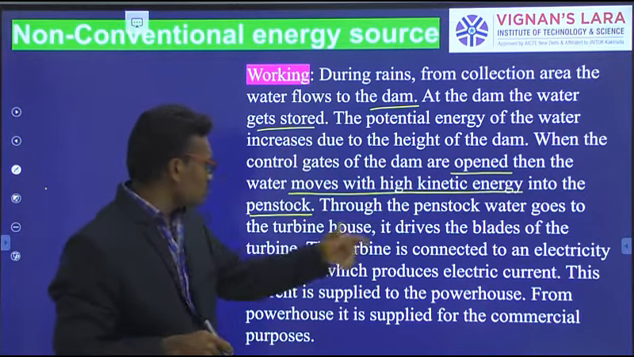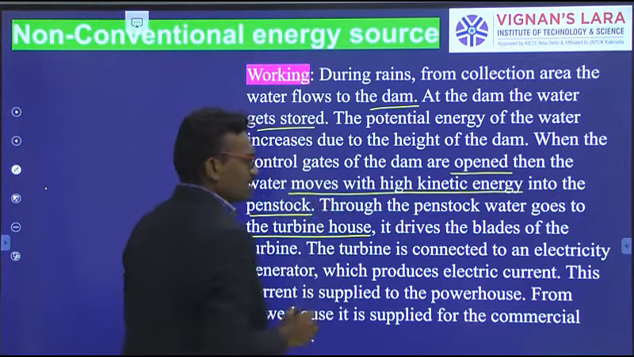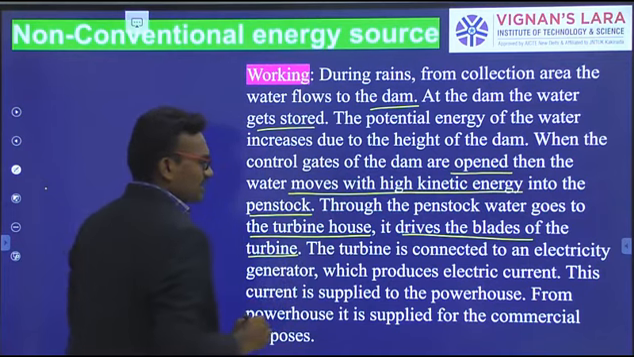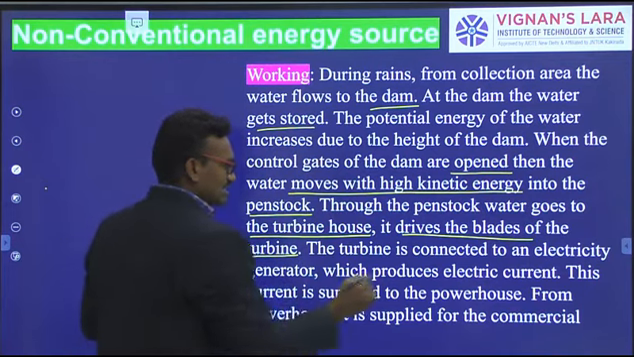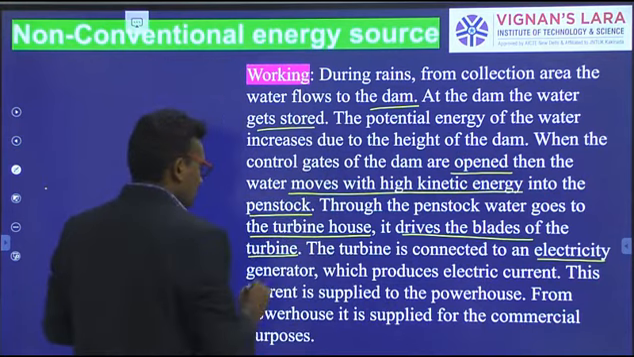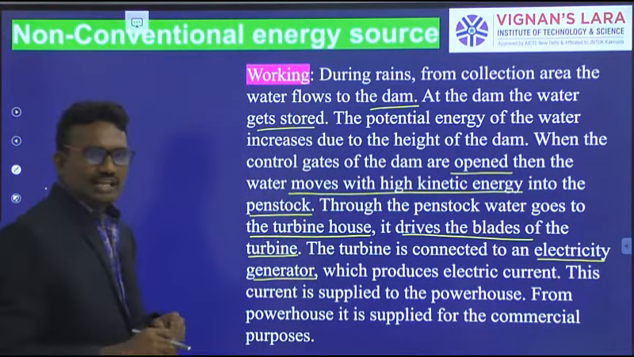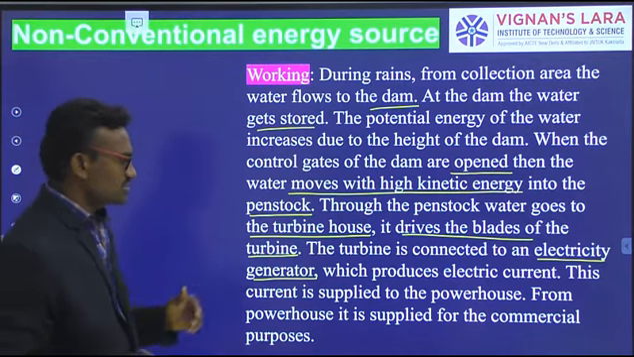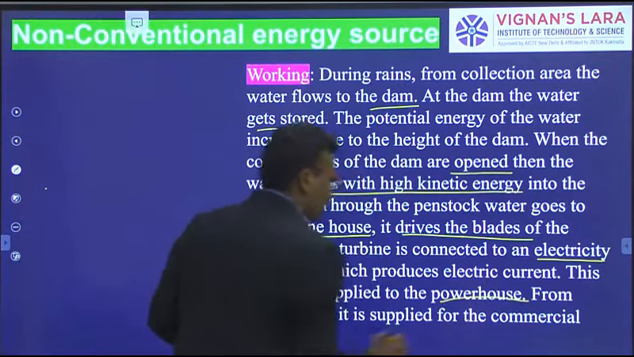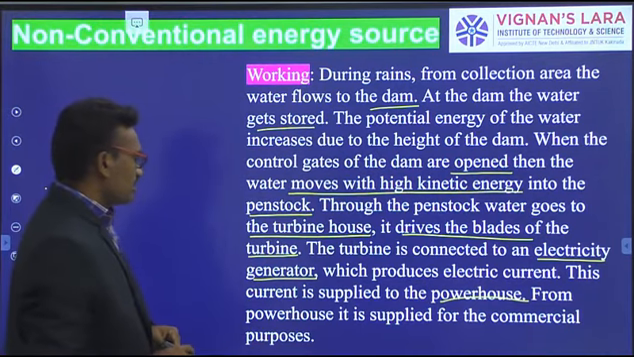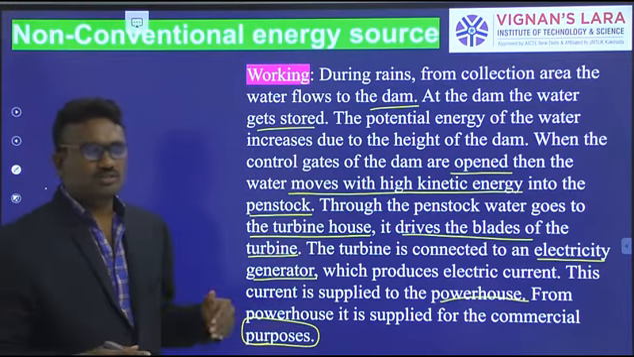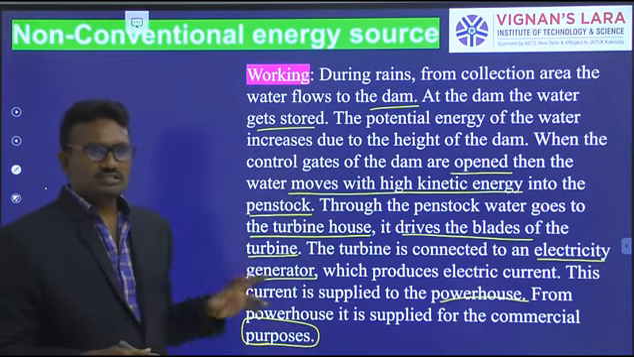The penstock water goes to the turbine house and drives the blades of the turbine. The turbine is connected to a generator, which produces electrical current. This current is supplied to the powerhouse. From the powerhouse, it is supplied for commercial purposes and also to different areas, towns and so on.